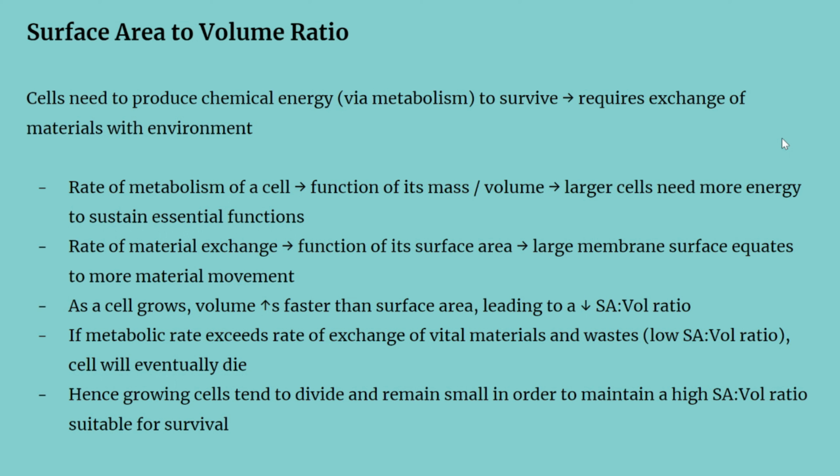If the metabolic rate exceeds the rate of exchange of vital materials and waste due to the lower surface area to volume ratio, the cell will eventually die because it does not have enough material being exchanged. That means it does not receive enough material to grow, and it is not able to remove all the waste products as well. So due to toxicity or other factors, it may die. Hence, growing cells tend to divide and remain small in order to maintain a high surface area to volume ratio, so that they can maintain a sustainable metabolic rate and a sustainable rate of exchange that is suitable for survival.